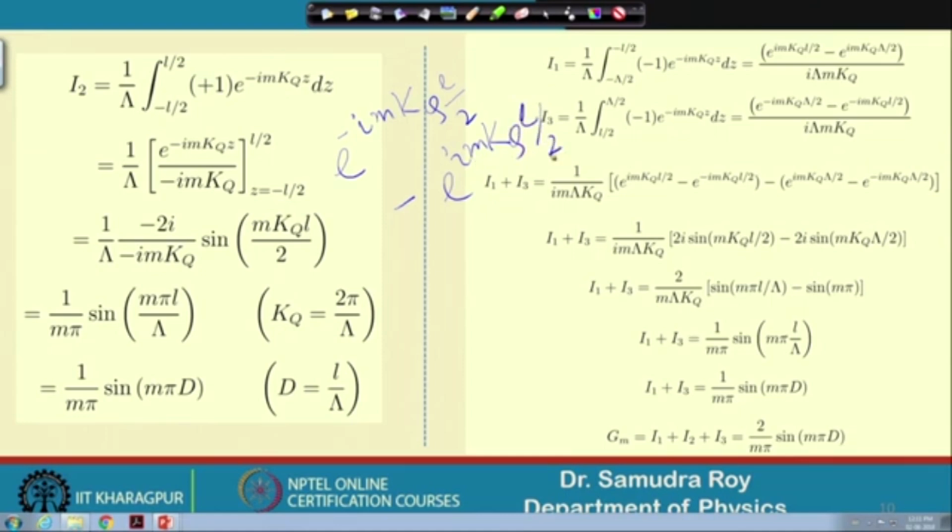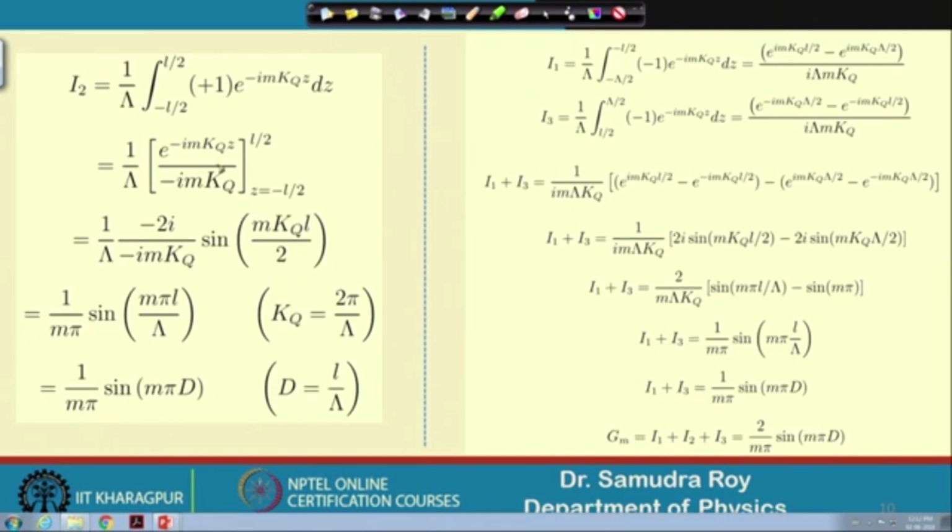So, first we will find e to the power minus i m k_q L by 2, and then we will find e to the power plus i m k_q L by 2, divided by i m k_q. So, if I take this common and consider this, it is nothing but minus 2i sine of m k_q L by 2, which is shown here. This is the quantity we will have.